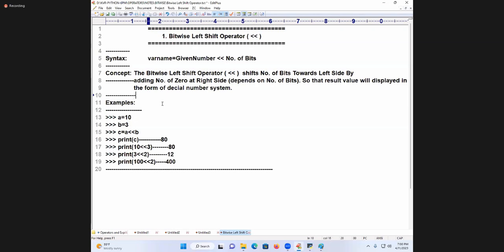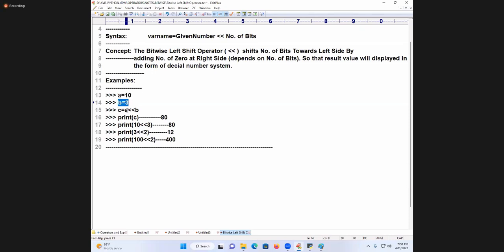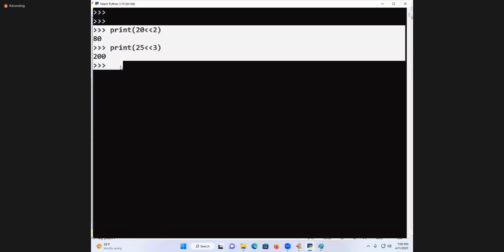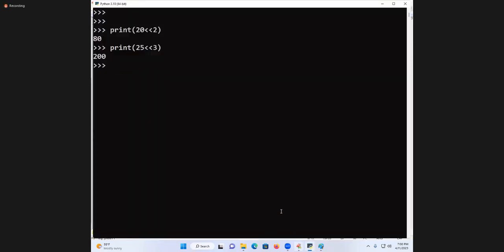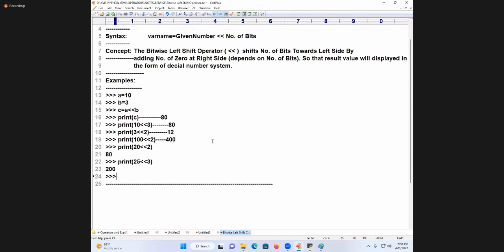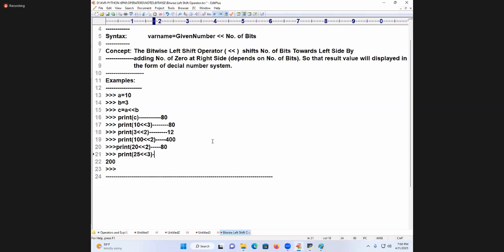Already I told you, right? Even though I represent binary data, octal data, hexadecimal data, it comes in the form of what? Decimal number system. Example: A3, B3, and A double less than B, 10 double less than 3, 100 double less than 2. All these things are coming or not? I will add this type of parts also to your example. I hope that you are understanding these parts. Understand, students? Now, shall I move to the next one?